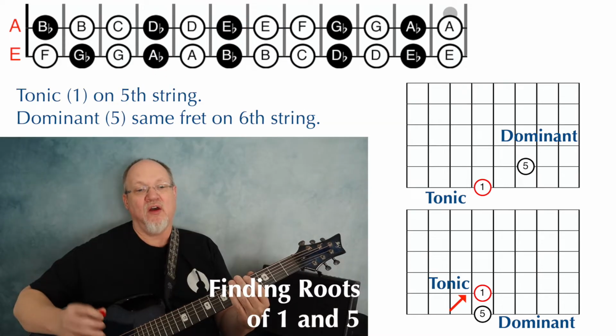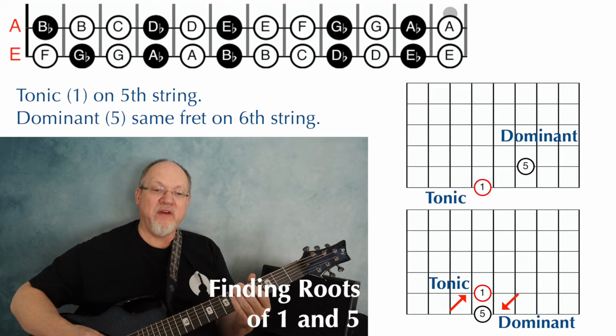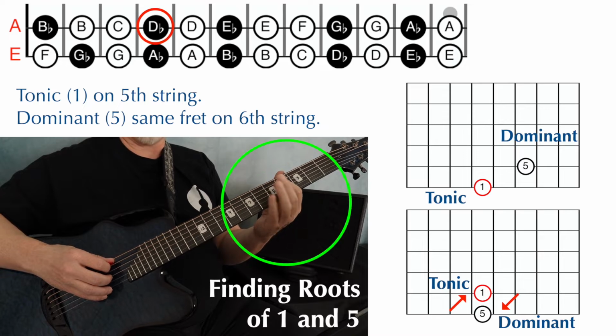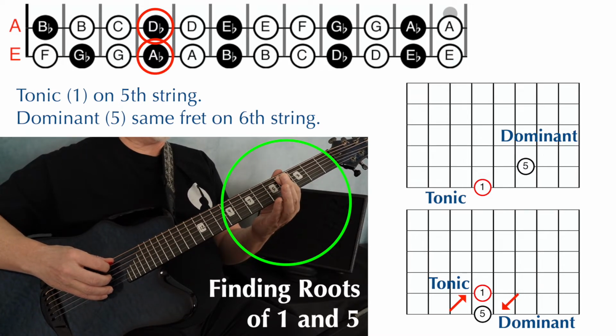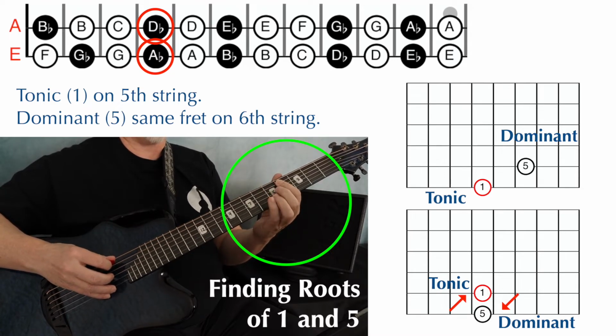Now if the tonic, or your 1, is on the 5th string, the dominant is always going to be the same fret on the 6th string. So let's say D flat is our key, and we're playing a D flat on string 5 at the 4th fret. Pretty easy to find the 5 chord. That's going to be based on the same fret on string 6, your A flat. D flat, A flat, 1, 5, 1.